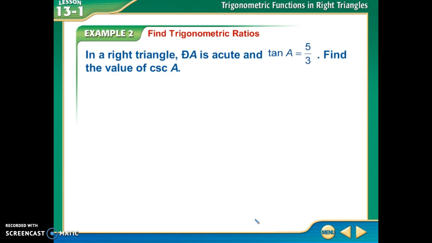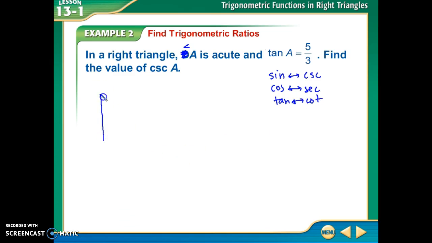All right, some other types of problems that we'll see is that we have a right triangle, and we've got that's supposed to be angle. I don't know what happened to the symbol there. Angle A is acute, and then tan of A is 5 over 3, and I want to find the value of cosecant of A. Okay, so just to remember, we have sine that goes with cosecant, cosine goes with secant, and then tangent goes with cotangent. And we'll come back to that in a second.